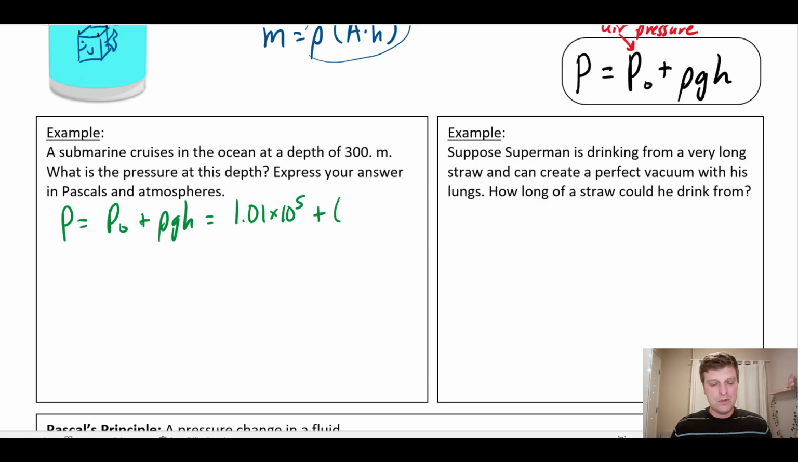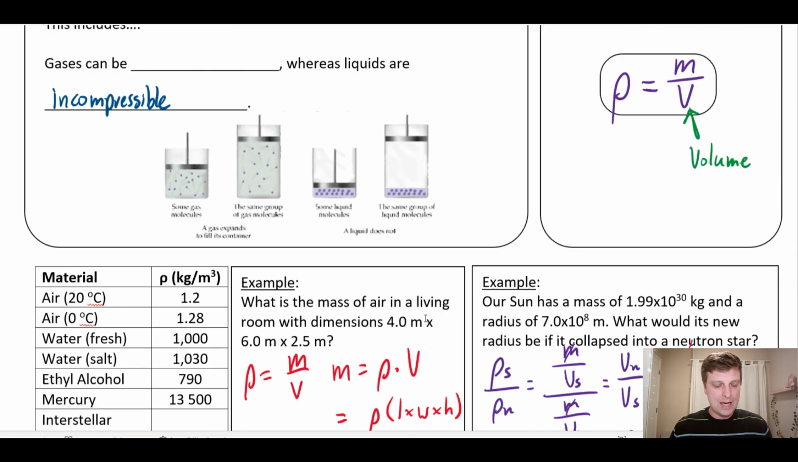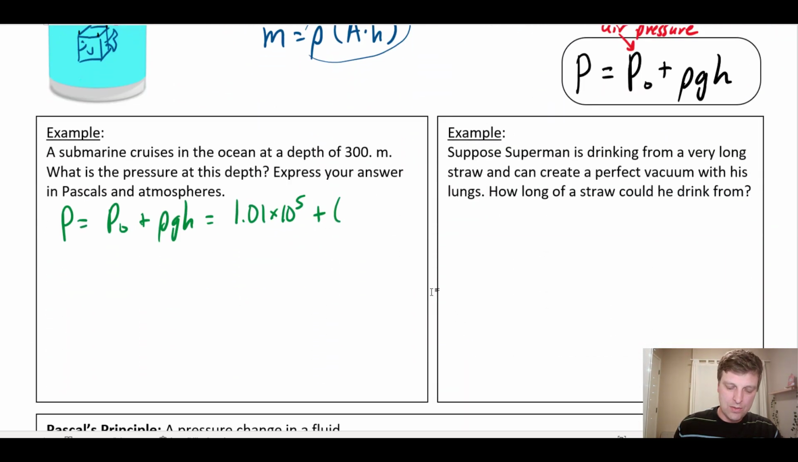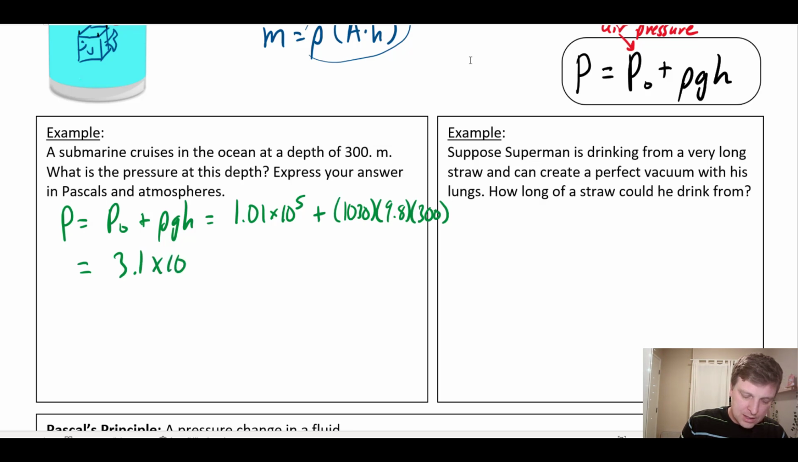And from the previous page here, you can jump back and see salt water has a density of about 1030, and then g is of course 9.8, and then our depth in this case is 300 meters. So this whole thing works out to be about 3.1 times 10 to the 6 pascals.